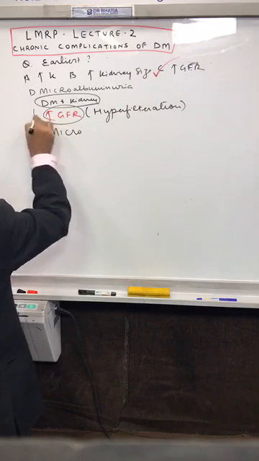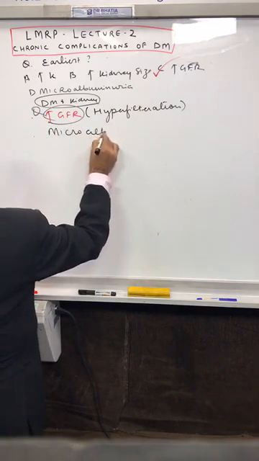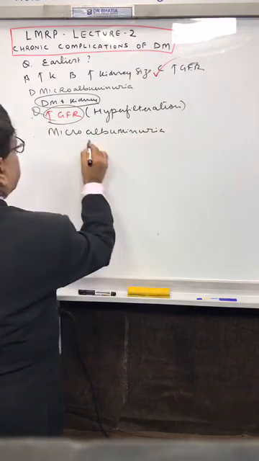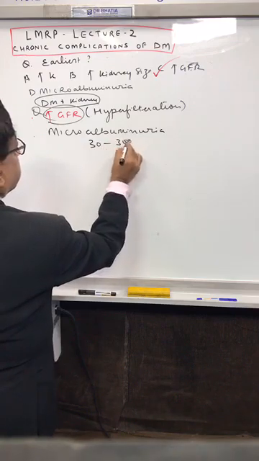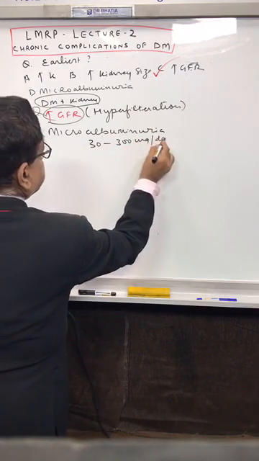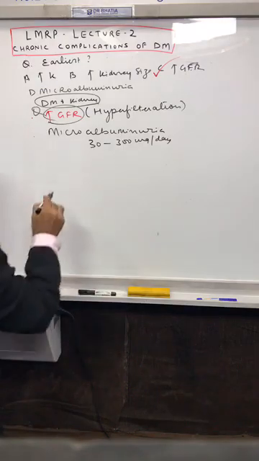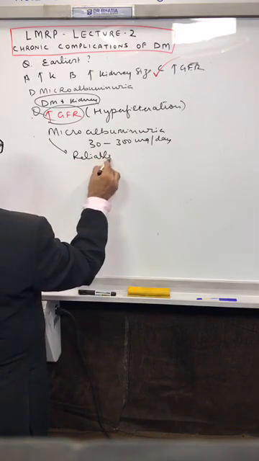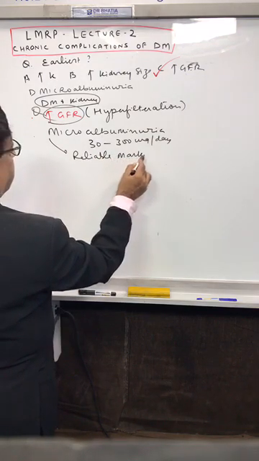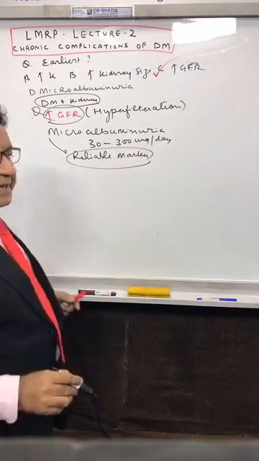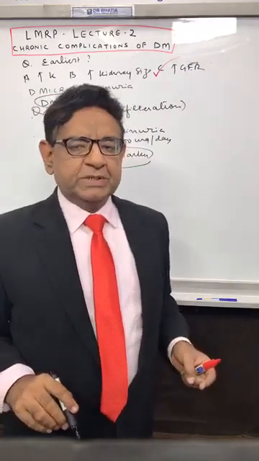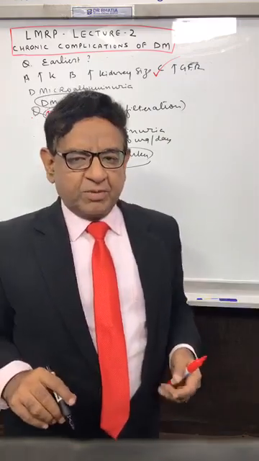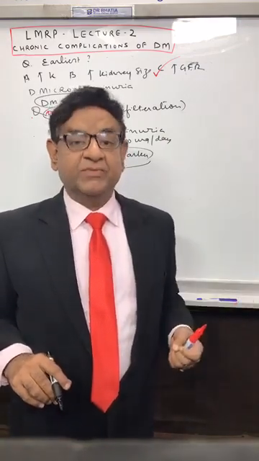this is the latest question, microalbuminuria, where the albumin is between 30 to 300 milligram per day. It is the most reliable marker for diabetic nephropathy. Up to this stage, if you control the diabetic problem, it can be reversed.